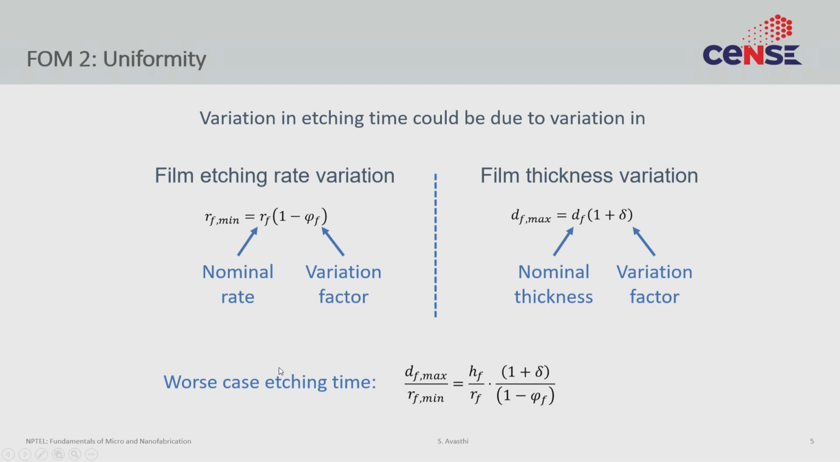This is the time you need to ensure that every area on your wafer has etched to at least the target depth. So that absolute worst case etching time is nothing but DF max, which is the thickest film you can have, divided by ERF min, which is the slowest etching rate you can have, which is equal to the nominal etch rate multiplied by 1 minus phi f, where phi f is the variation in the etching rate. The thickness is DF times 1 plus delta, where delta is the variation in the thickness.